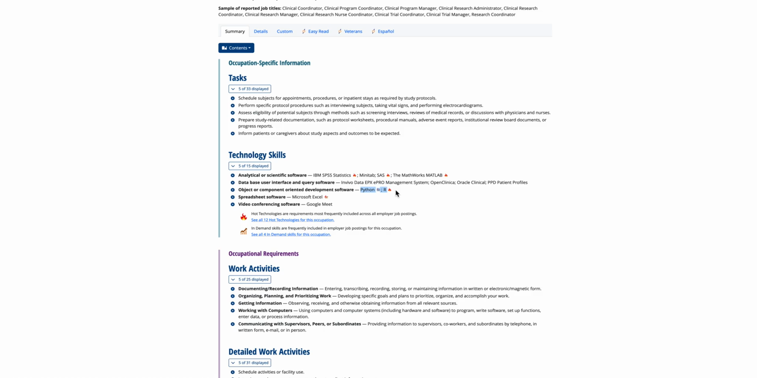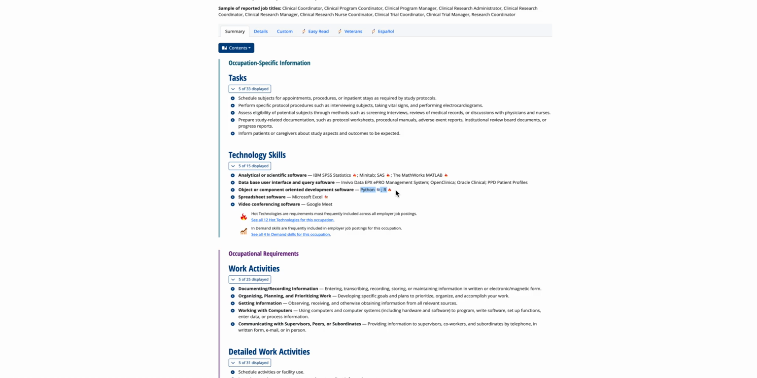Now for object or component oriented development software, we talk about Python or R for statistics. Again, here, you're not going to do programming with Python. You're not going to necessarily use R as a statistical software. You may or you may not, but it doesn't mean that for each and every job in clinical research you need to know how to program Python or how to use R. So what I'm saying here is that these are just technology skills based on what different companies provided to this website.